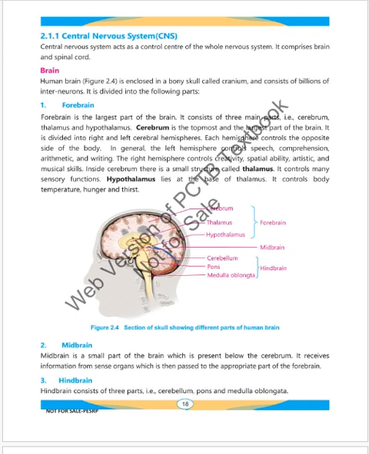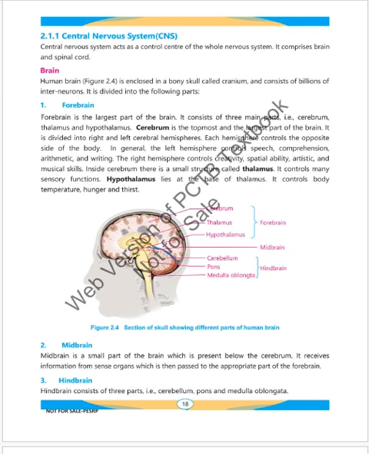Forebrain is the largest part of the brain. It consists of three main parts: cerebrum, thalamus, and hypothalamus. Cerebrum is the topmost and the biggest part of the brain. It is divided into right and left cerebral hemispheres. Each hemisphere controls the opposite side of the body.